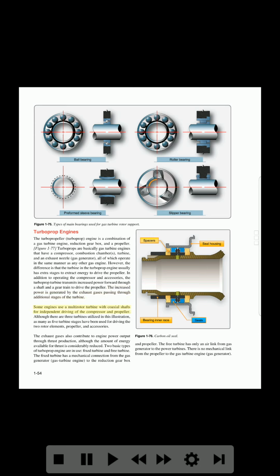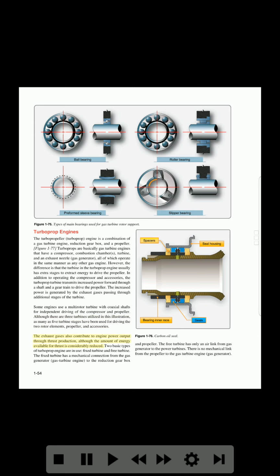Some engines use a multi-rotor turbine with coaxial shafts for independent driving of the compressor and propeller. Although there are 3 turbines utilized in this illustration, as many as 5 turbine stages have been used for driving the 2 rotor elements, propeller, and accessories. The exhaust gases also contribute to engine power output through thrust production.